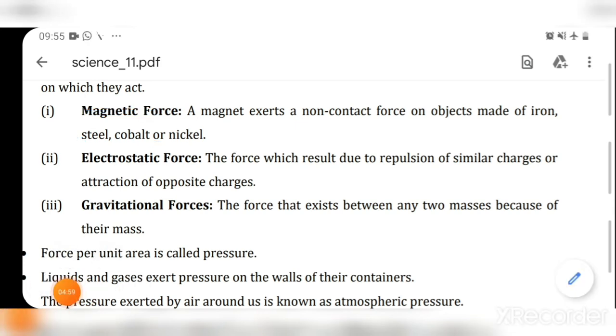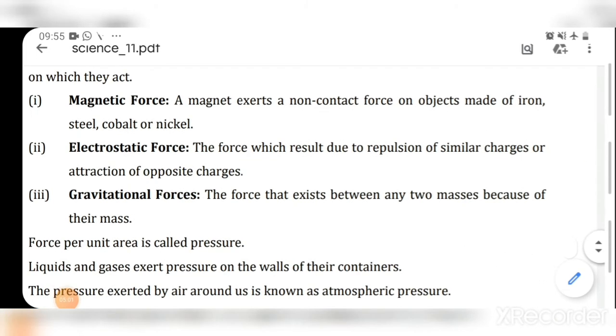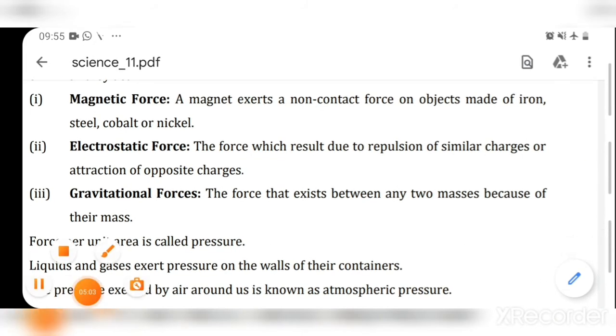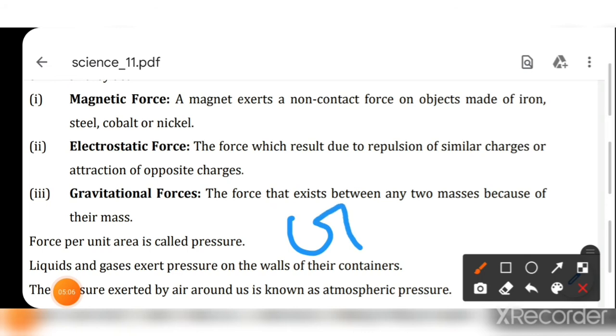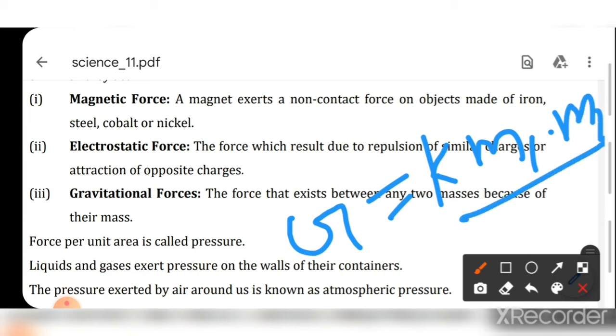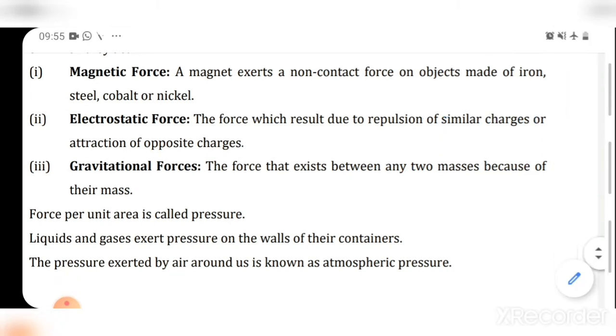The force that acts between two masses is called the gravitational force, F is equal to G m1 m2 upon r square. It is proportional to the product of the masses of the two bodies and inversely proportional to the square of the distance between them. This is called the gravitational force.